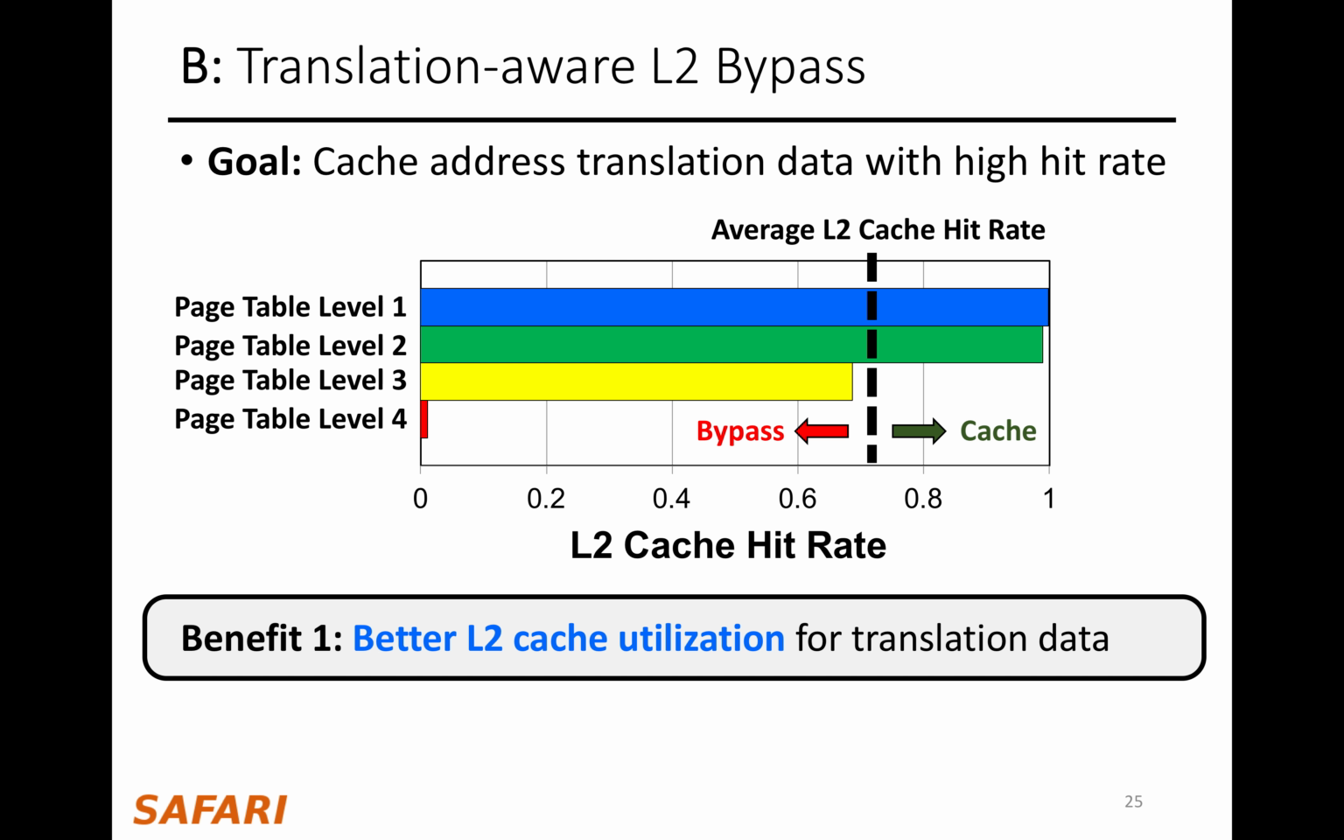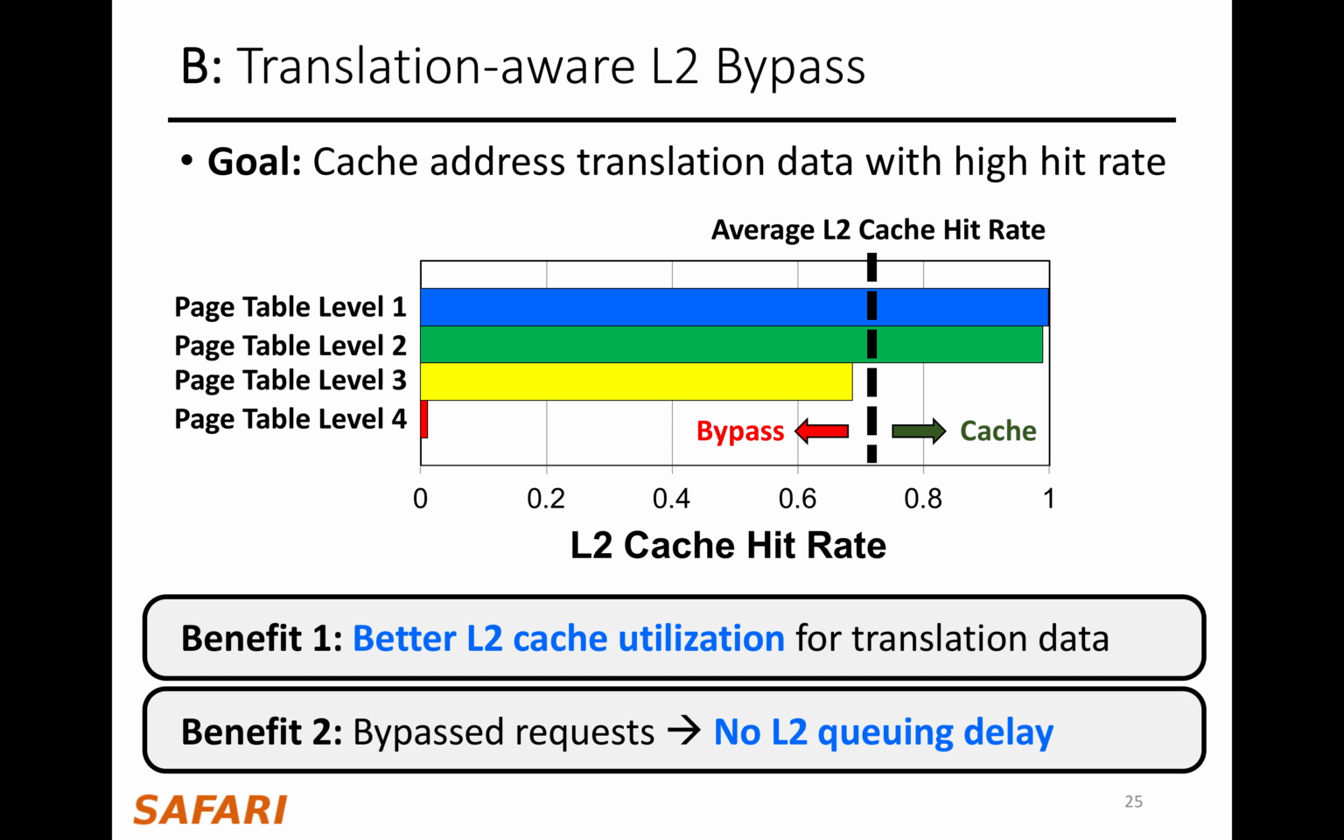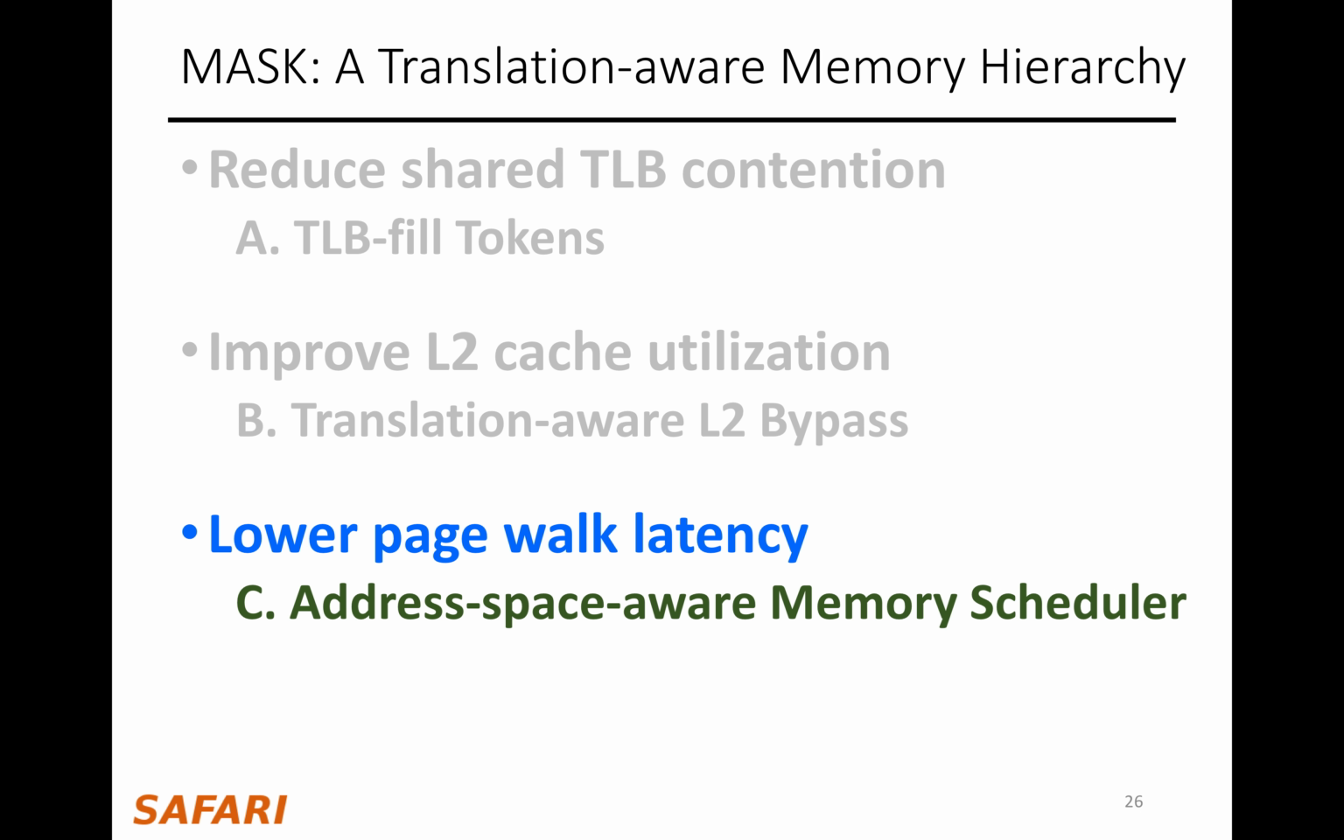This provides two benefits. First, you get better L2 cache utilization for translation data. The second benefit is that probing the L2 cache in the GPU actually incurs much higher latency compared to probing an L2 cache inside the CPU. So when you bypass requests that are not likely to benefit from the cache, you don't have to suffer the L2 queuing delay. The last component of MASK is called the Address-space-aware Memory Scheduler, which aims to lower the page walk latency.